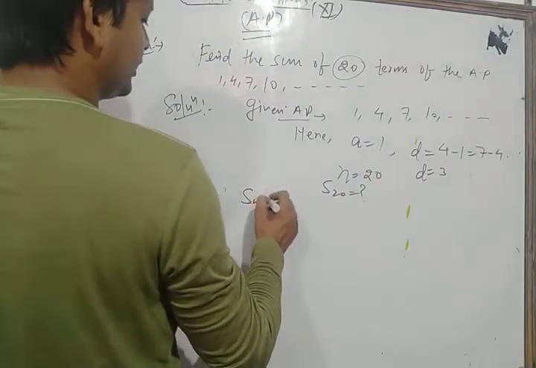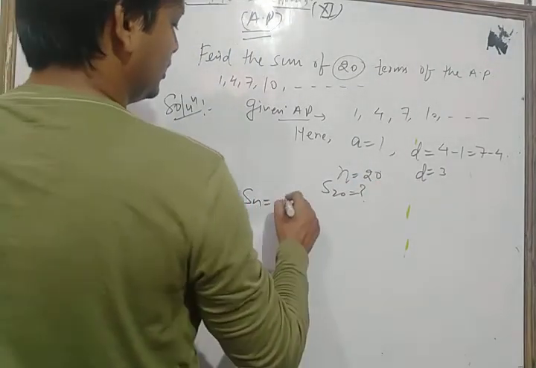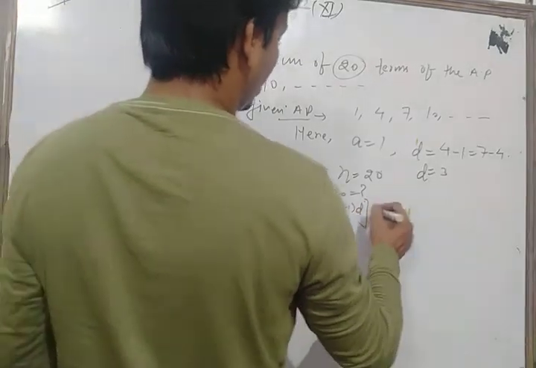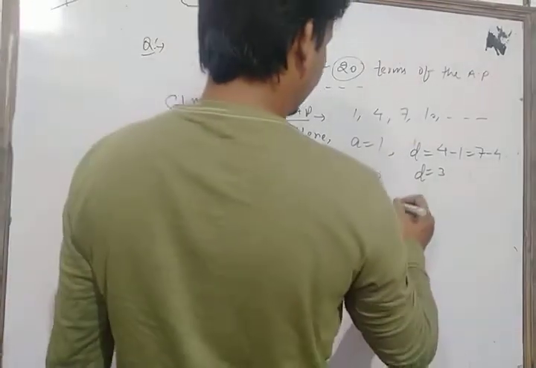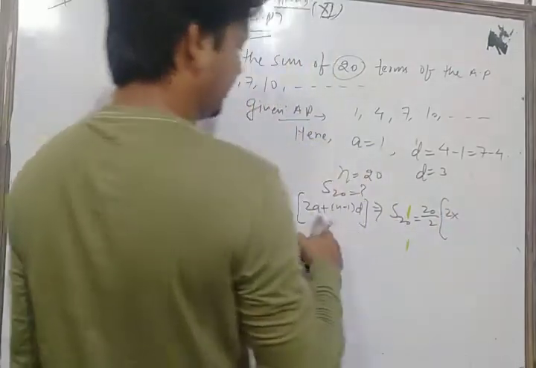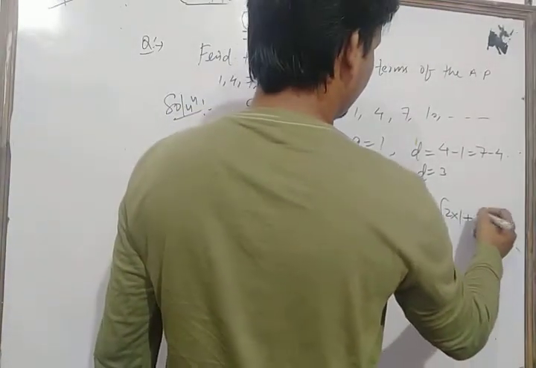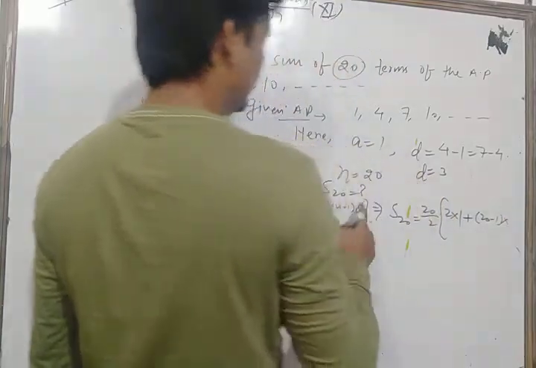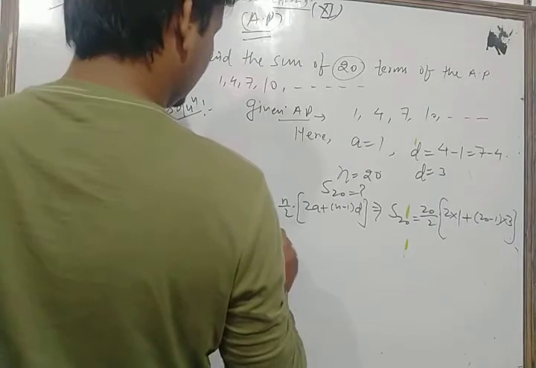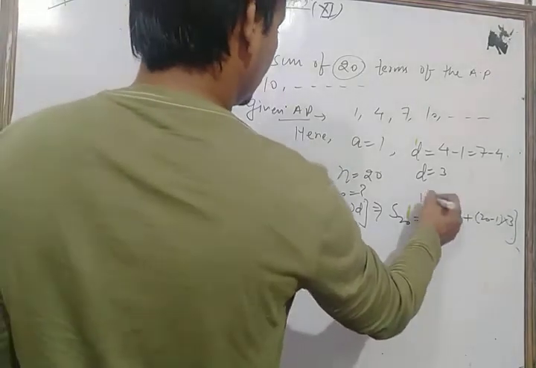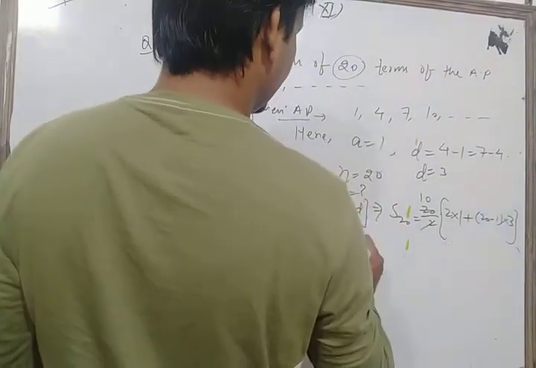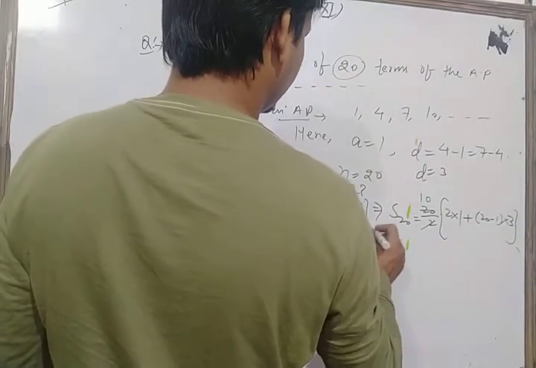Since we know that the formula for the sum of n terms of an AP is n by 2 in bracket 2a plus n minus 1 into d. Now we put all the values. So we have S20 is equal to 20 upon 2 in bracket 2 into a, a means 1, n minus 1 into d, d means 3. So we have S20 is equal to 2 tens are 20, 10 in bracket 2 plus 20 minus 1 as 19 into 3.